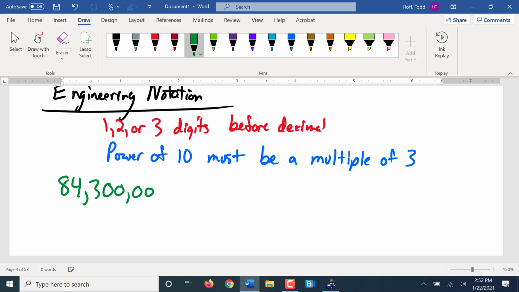So if I have a number like 84,300,000, and I want to put that in engineering notation, basically I have to move the decimal point 3 places at a time. So I go 1, 2, 3. Can I go 3 more? Yeah. 4, 5, 6. Can I go 3 more? No, I stopped there. So that's 84.3 is where the decimal point ended. I moved it 6 spots, positive or negative. That was a big number, so it's positive. So 10 to the positive 6.